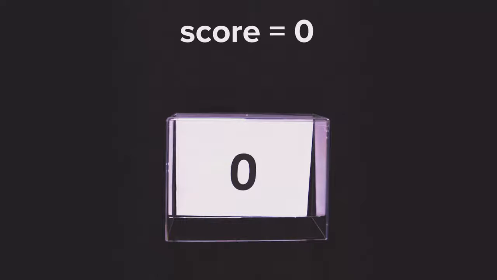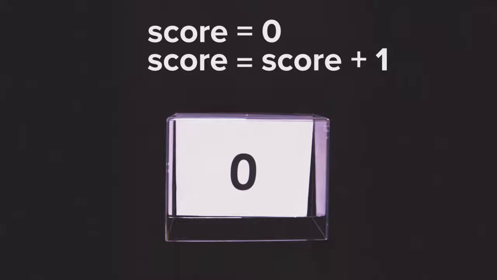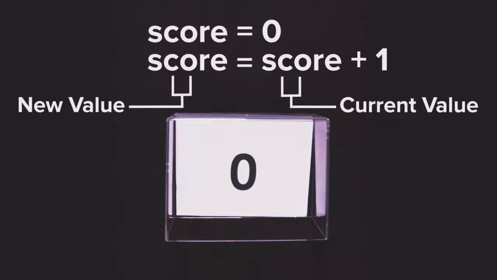Let's visualize what happens to the score variable when the game is being played. At the beginning of the game, the line of code score equals 0 initializes variable score to be 0. Whenever the player earns a point, the line of code score equals score plus 1 updates the variable score to be a new value. The new value is equal to the current value of score plus 1. The current value is 0, so the new value will be 1. If it continues to increment from the current value of 1, the new value will be 2.